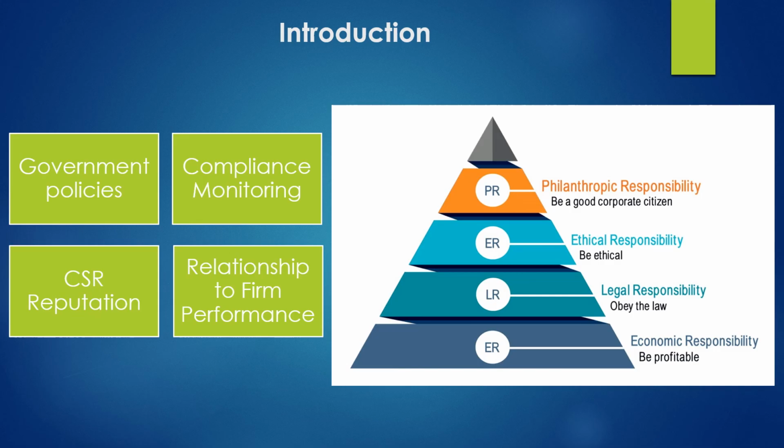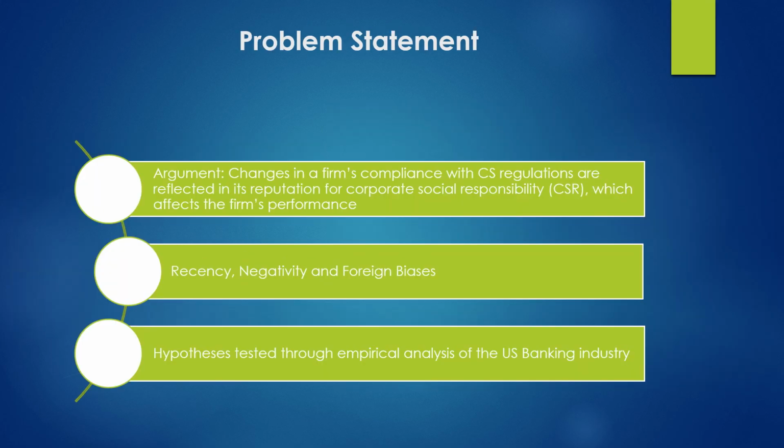This paper hypothesizes that there is a correlation between CSR reputation and a firm's performance. In this case study, we argue that changes in a firm's compliance with CSR regulations are reflected in its reputation for corporate social responsibility, which affects the firm's performance. While determining performance impacts, we have taken into consideration the following biases: recency bias, negativity bias, and foreign bias. Also, our hypothesis is not just theoretical, but tested through empirical analysis of the US banking industry.